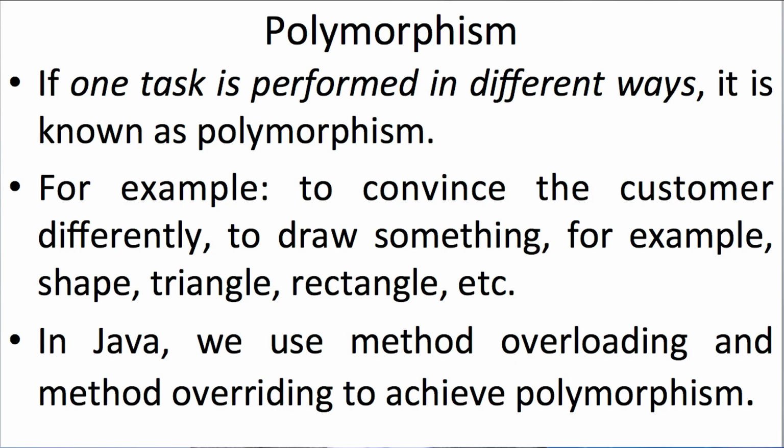Suppose we are drawing some objects: drawing a shape, a triangle, a rectangle. With the draw function we can draw shape, triangle and rectangle, but we have a single name, that is draw. In Java we use method overloading and method overriding to achieve polymorphism. These two concepts are very important, and they are part of polymorphism. This is an important part of the Java programming language. Again we will discuss overloading and overriding concepts by program.